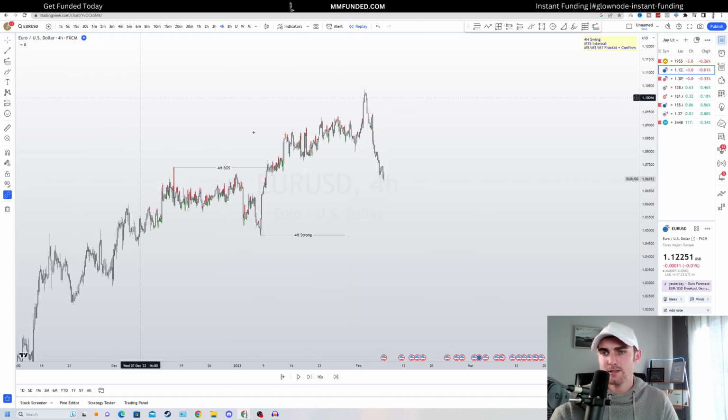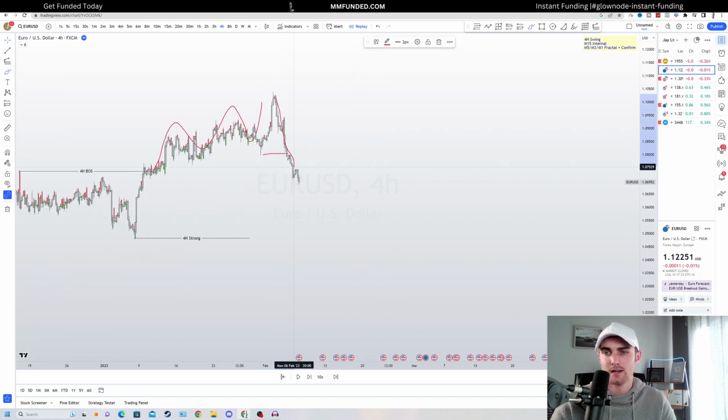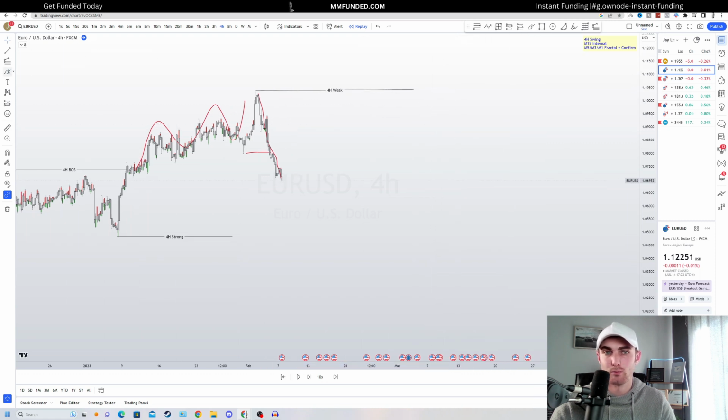All right. So price then had that 4-hour break of structure, but never shifted bearish, just continued going bullish until this break of structure to the downside, which over here signals we're now in the 4-hour pullback phase. So we can then highlight this as our 4-hour weak high. So expectational order flow is for price to pull back, have that trend shift to continue targeting those weak highs.